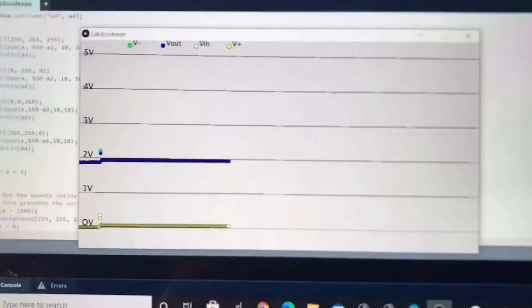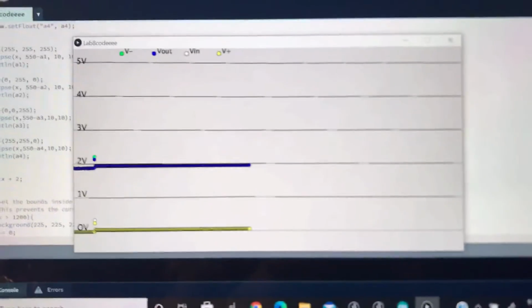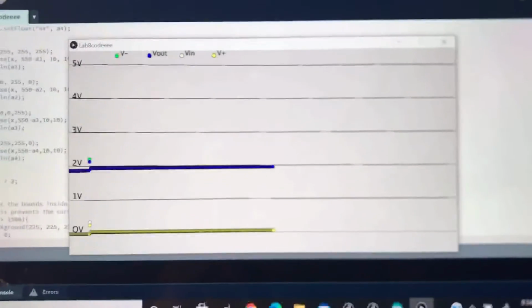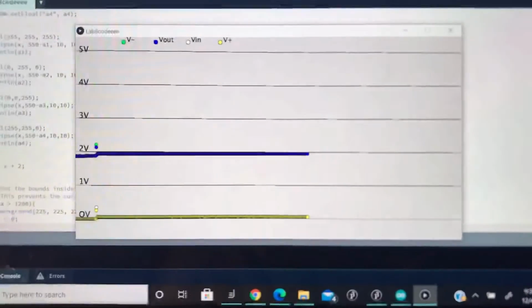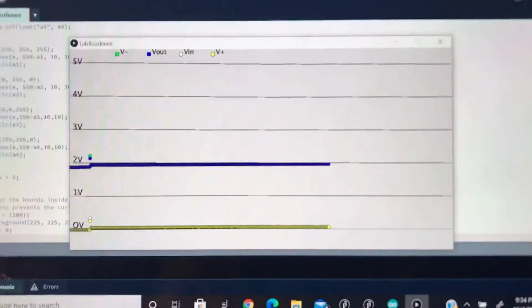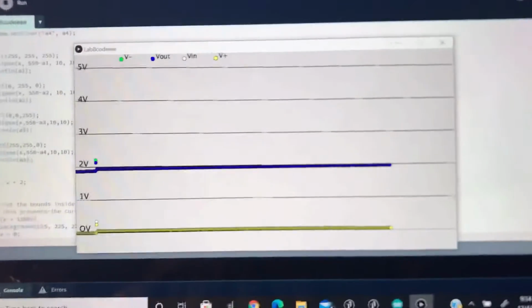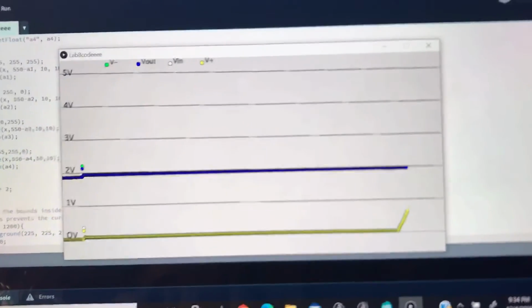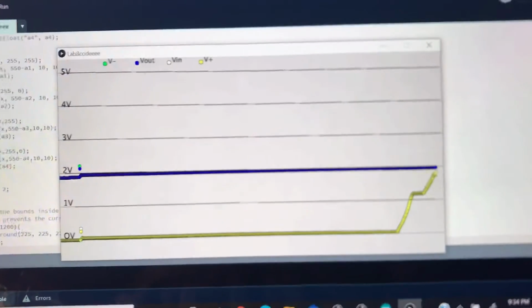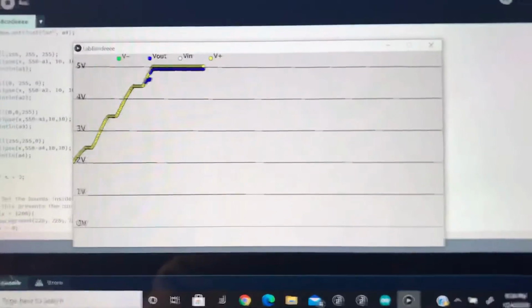So here we have the processing screen. So right now V out, which is equal to V minus, is shown as blue since they're overlapping, and then V in is equal to V plus, which is shown as yellow since they're overlapping as well. So right now V in is 0 volts, and you'll see there's kind of a gap, and as we move up and get to that 2 volts, you'll see that both the blue and yellow dots start to move together, so V in is equal to V out, as we would expect with this unity gain amplifier.